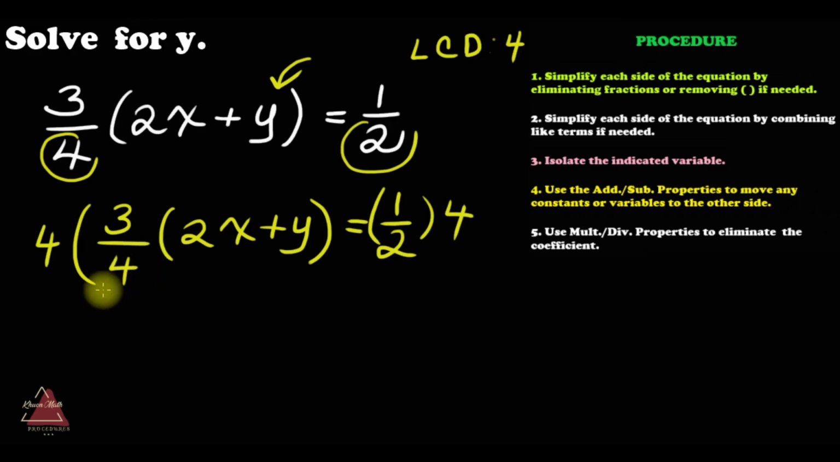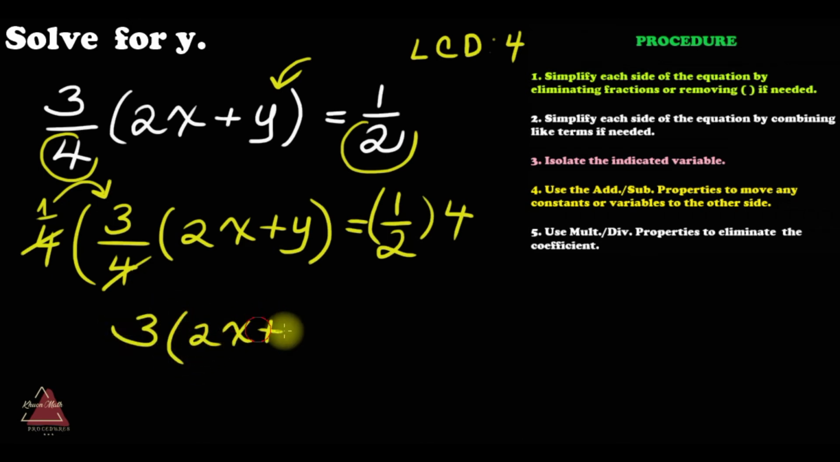Okay, so here 4 goes into 4 one time, so you're left with 1 here, and then 1 times 3 is still going to give you 3. So you have 3 times 2x plus y. And then on the other side, half of 4 is 2. All right, so we're able to get rid of the fraction.